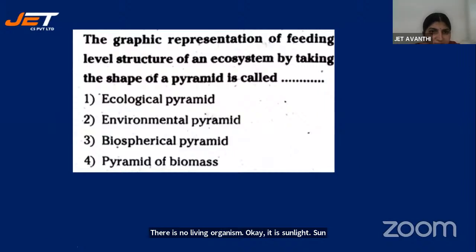Next. The graphical representation of the feeding level structure of an ecosystem, taking the shape of a pyramid, is called what? Ecological pyramid, environmental pyramid, biospherical pyramid, or pyramid of biomass. Jnaneshwari has given the correct answer. Manasa has given. Vardhan, it's not 2. Navaneet, it's not 2. Yes, it is 1, children. Ecological pyramid. Very good.